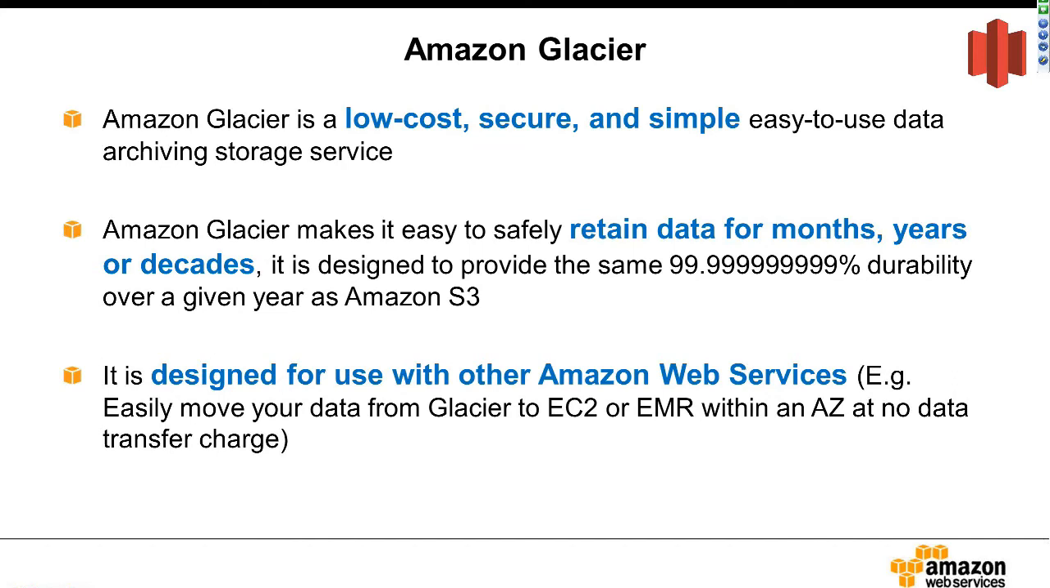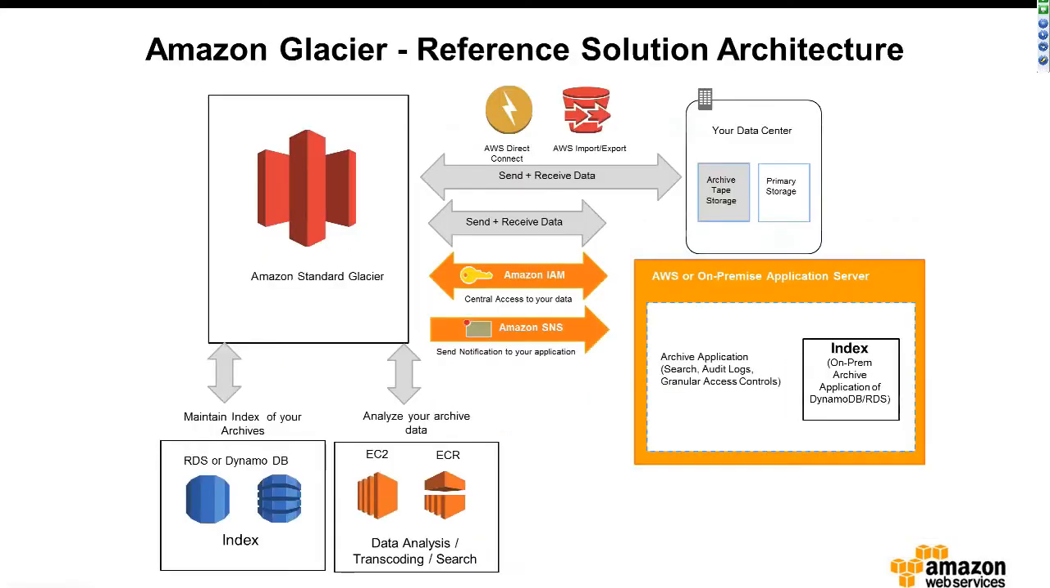It's a service you would use if you're unlikely to ever want to retrieve that data, obviously barring disaster or the like. And so what we're seeing is Amazon Glacier is becoming a key part of our customers' tape replacement strategies. This is a solution architecture diagram here.